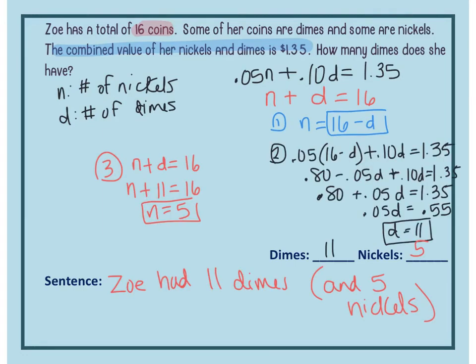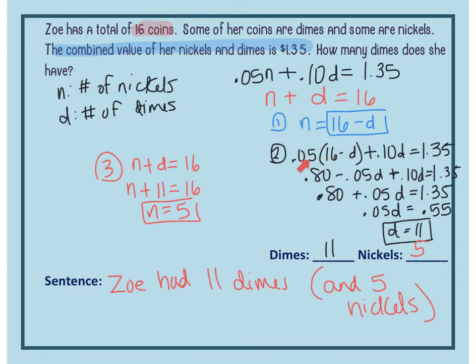Okay, officially, since the problem only asked how many dimes does she have, the answer is actually 11. And essentially with this problem, we could have stopped there. But because some of us didn't solve it this way, you would have found N first and then substituted for D. So I did want to show both answers. So I chose substitution and I solved this bottom equation for N. So I got 16 minus D. I plugged it in here.